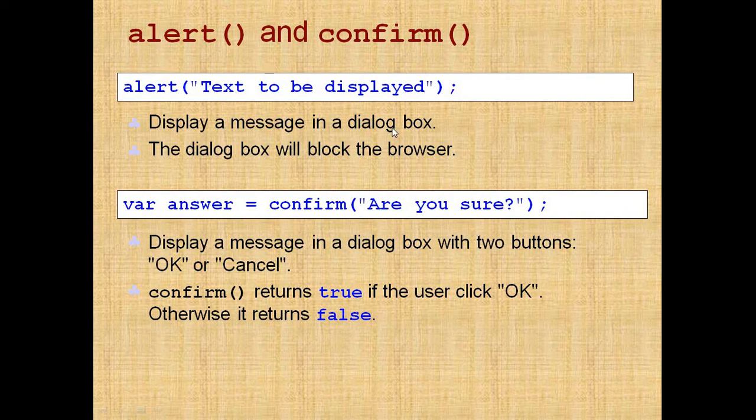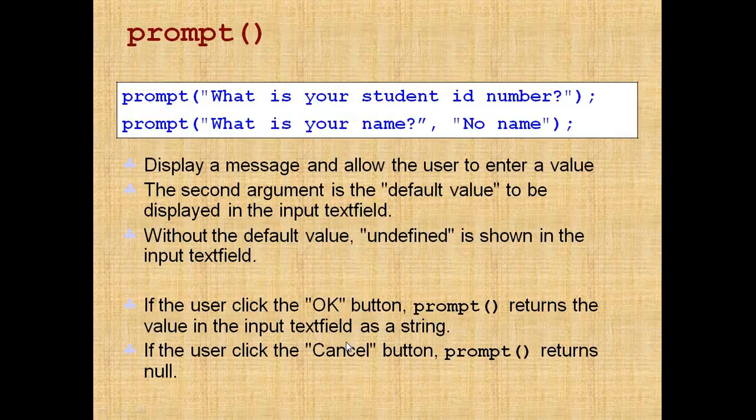alert. It displays a message in the dialog box. The dialog box will block the browser. Okay. So if you want to show a confirm message, then confirm will return 2 types of values: it returns true if the user clicks OK, otherwise it returns false.